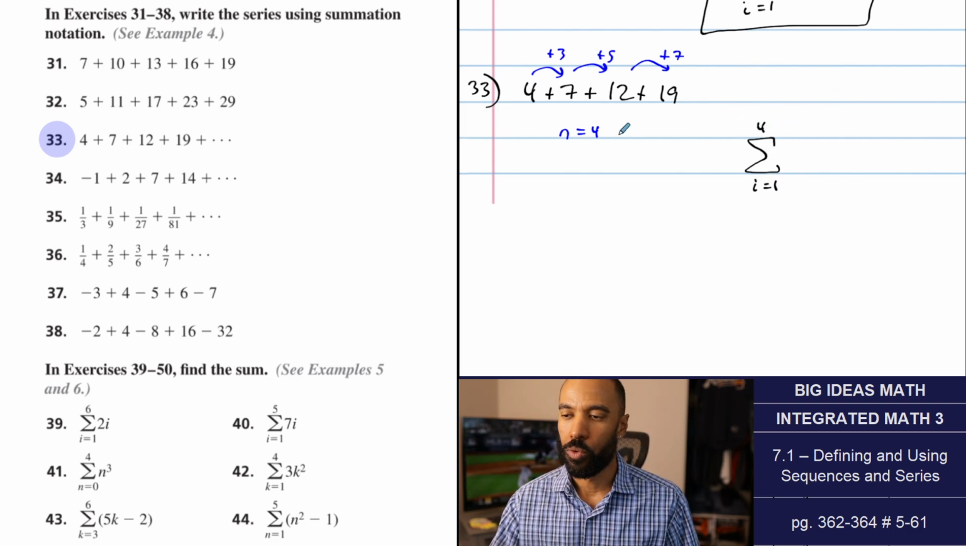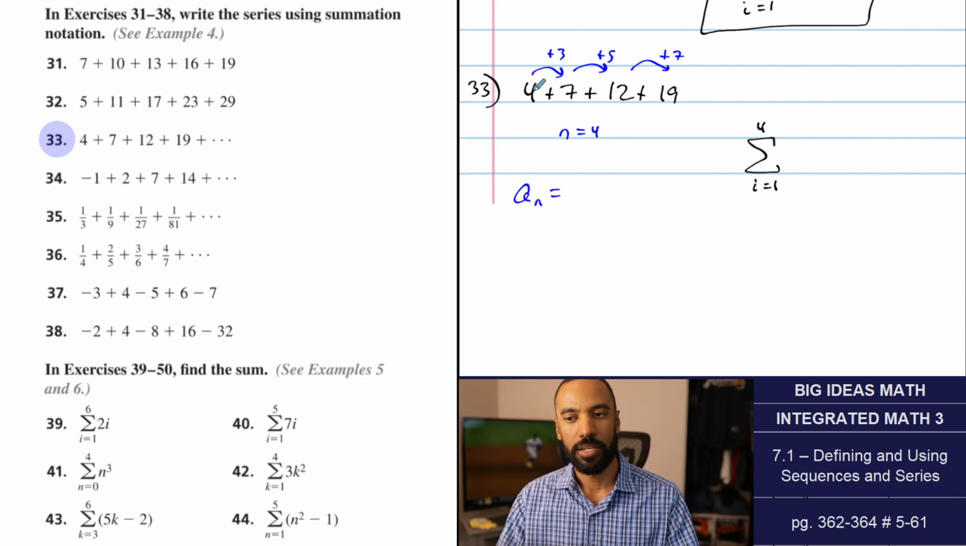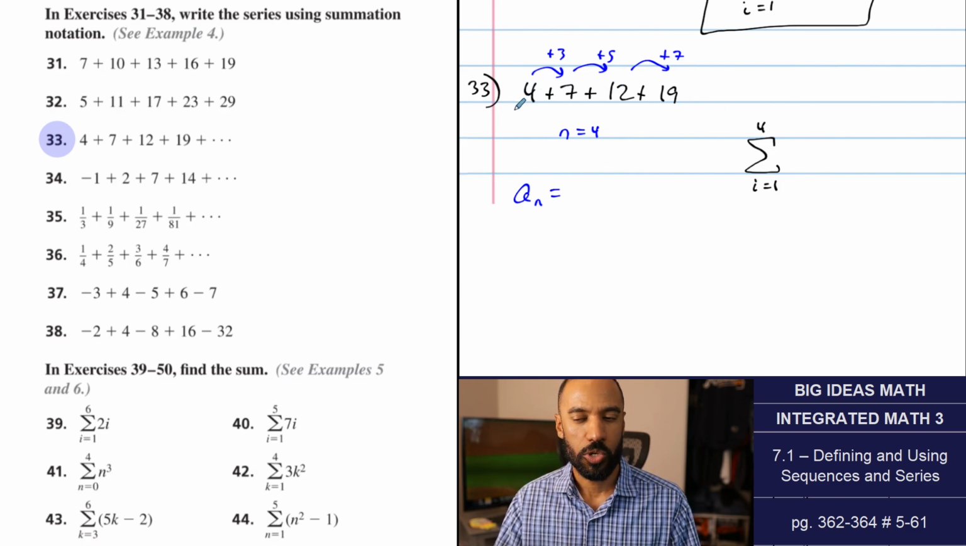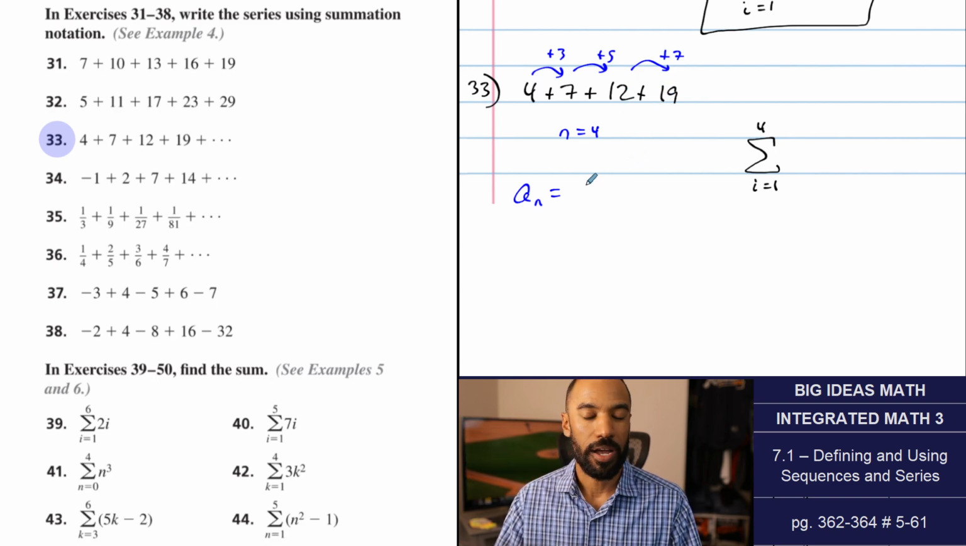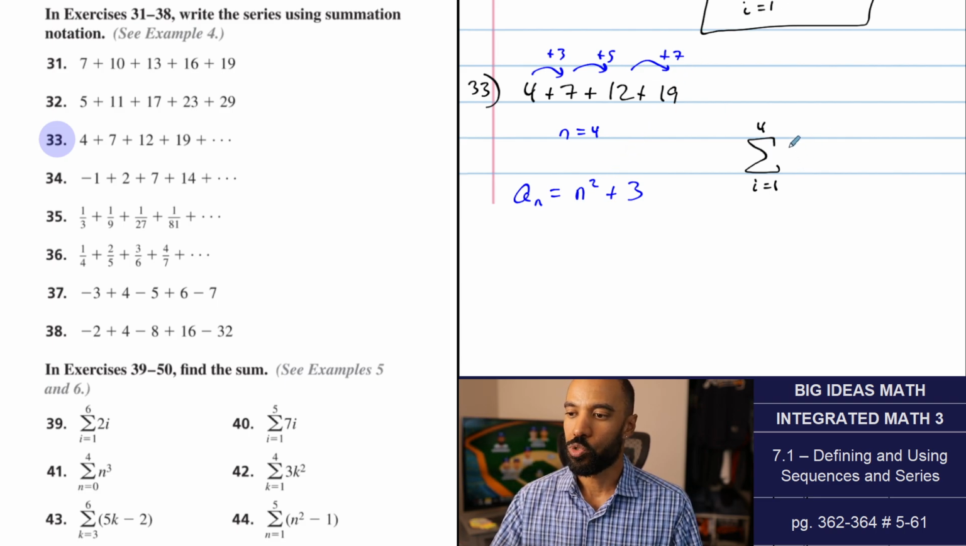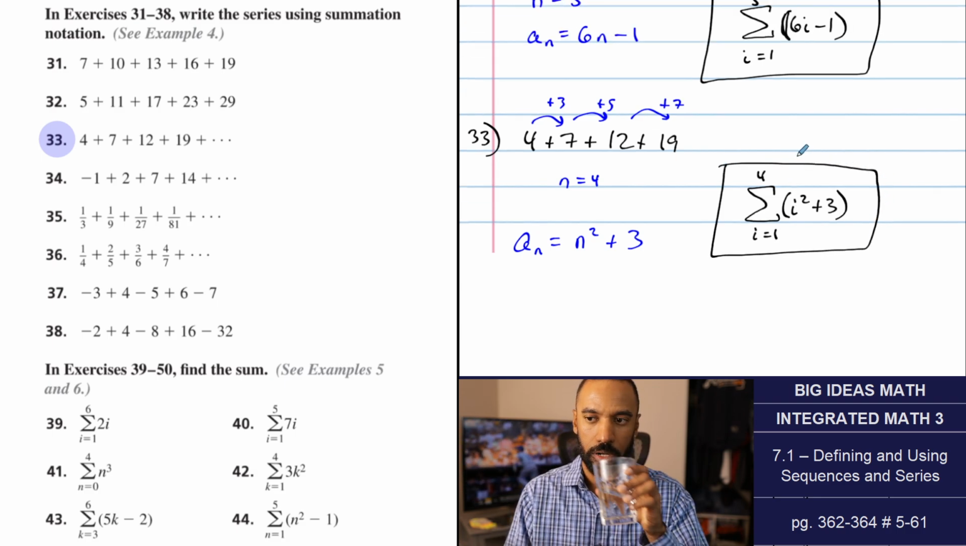There. My rule I need to write, I have to think about it. It's some sort of squared thing, right? If I did 1 squared, this might just be something plus 3. 1 squared plus 3 is 4. 2 squared plus 3 is 7. 3 squared plus 3 is 9. 4 squared, yes. So did I luck into that? I did. I guessed and checked. And that's what it was, n squared plus 3. So this will be i squared plus 3 for this one. And that's how we come up with that rule.